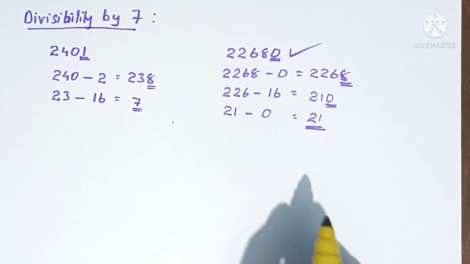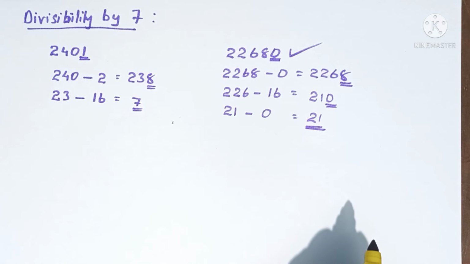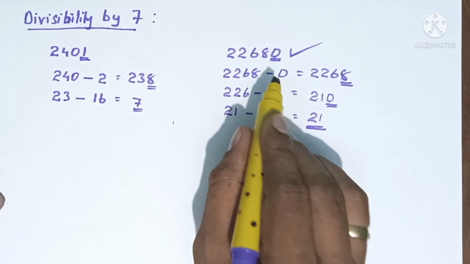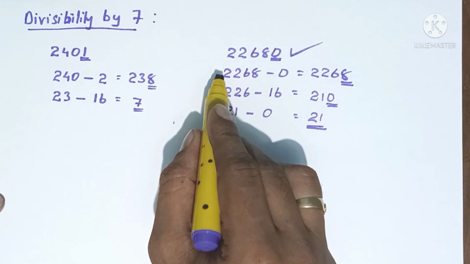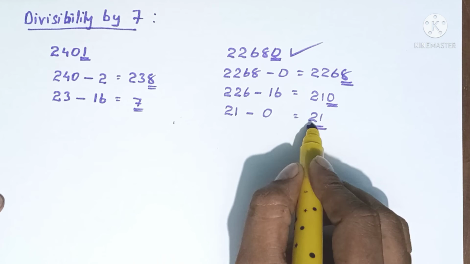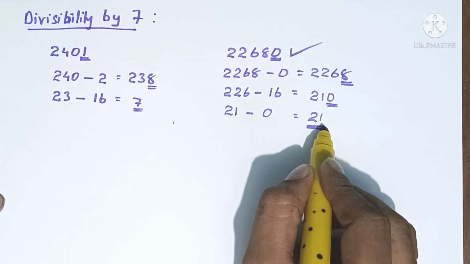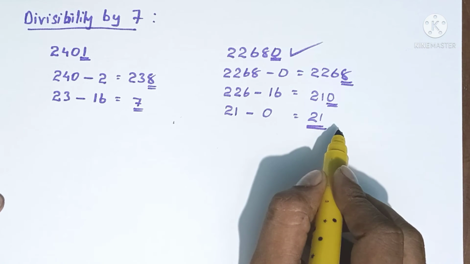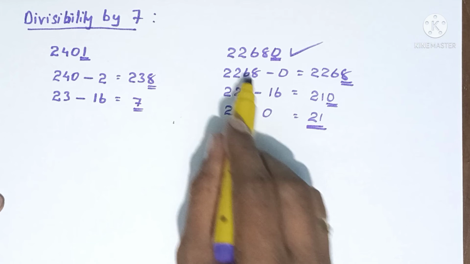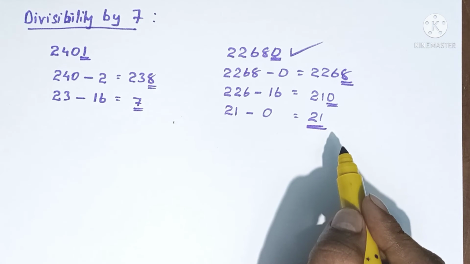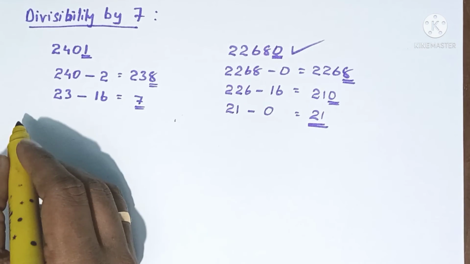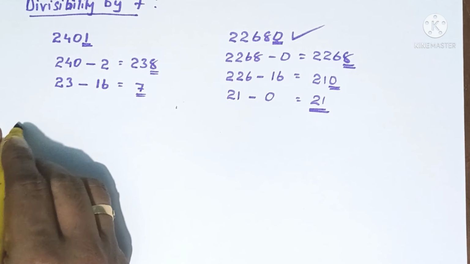Okay, you can try this with any other numbers. So we just have to multiply the last digit with 2 and subtract it from the remaining number, until we get a final number, and just check if that final number is divisible by 7 or not. If it is divisible by 7, this number is divisible by 7, or else it's not. Okay, next is divisibility by 8.